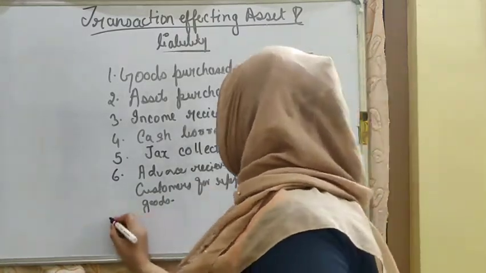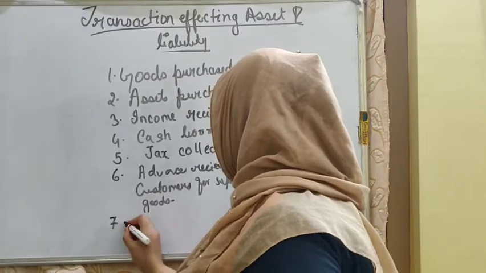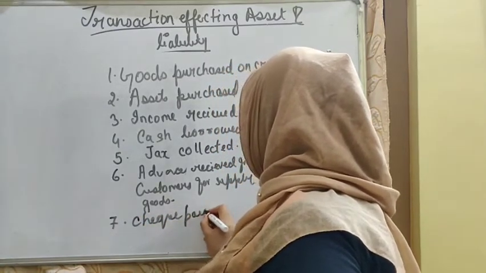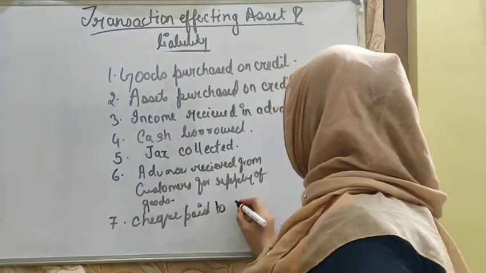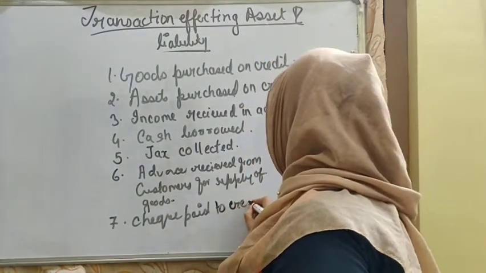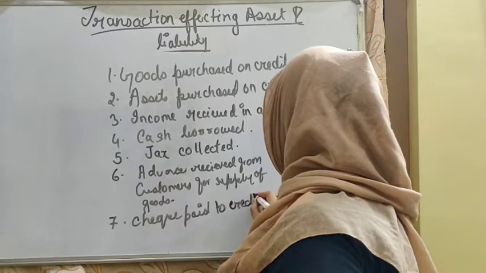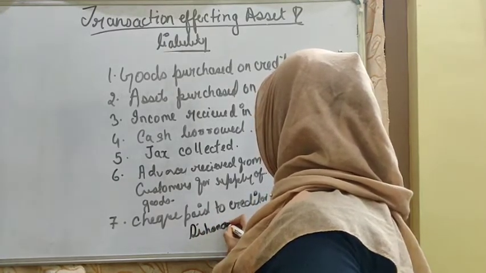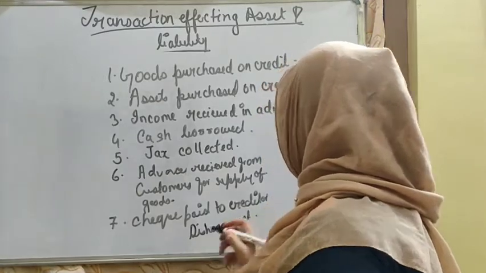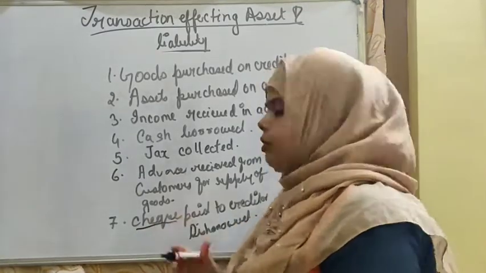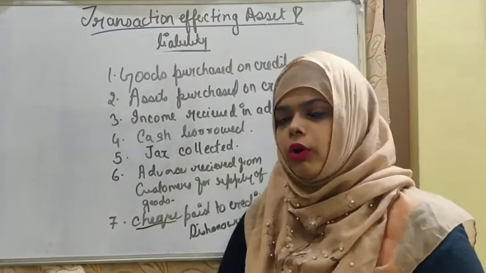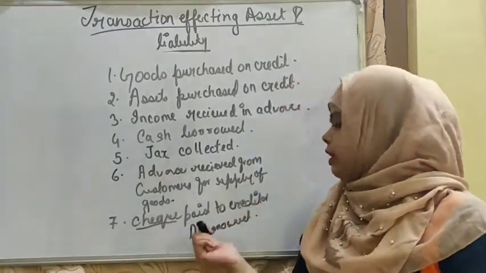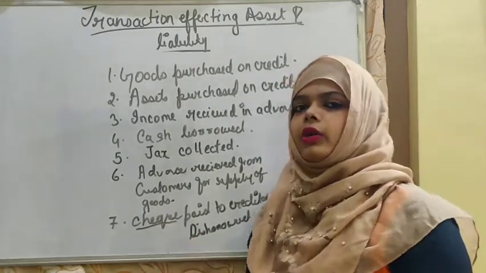The next one is check paid to creditor dishonored. Now payment by check is a part of asset, but the creditor and dishonored is a part of liability.